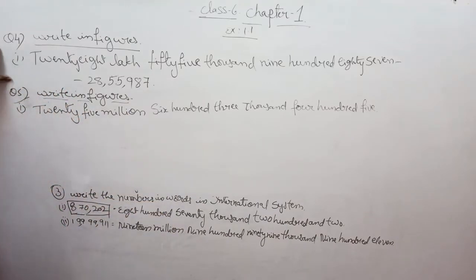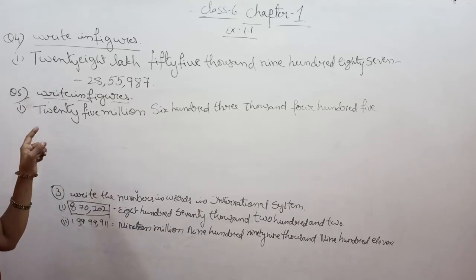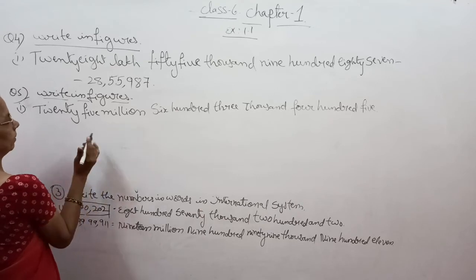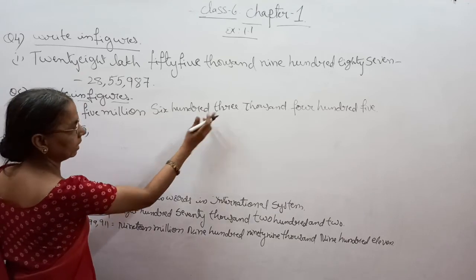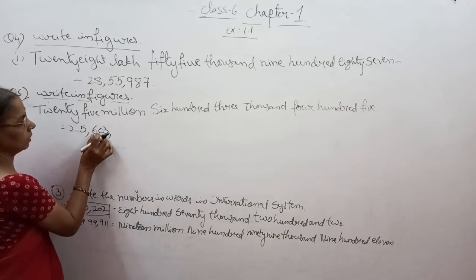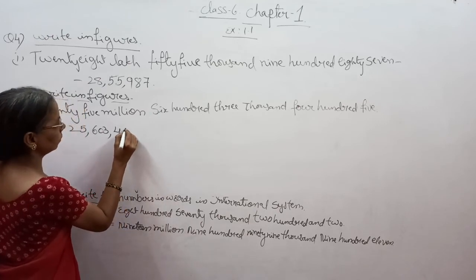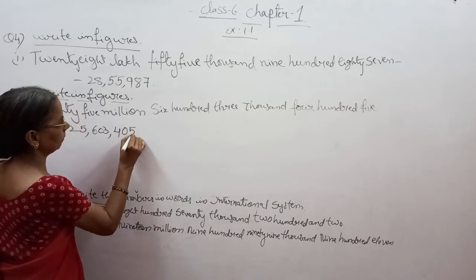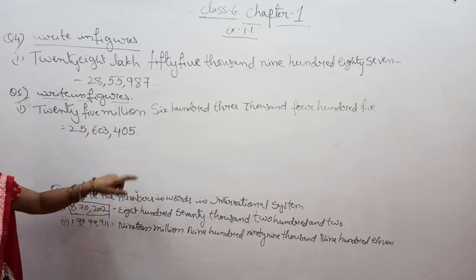The above question is on the basis of the Indian number system. Now whatever we are writing, this question is based on the international number system, that is 25 million. Then simply we have to write 25 million, comma, then 603, we have to put 603,000, that is 3 digits, and again 405, there is no tens, then simply put 0 and write 5. That is 25,603,405.